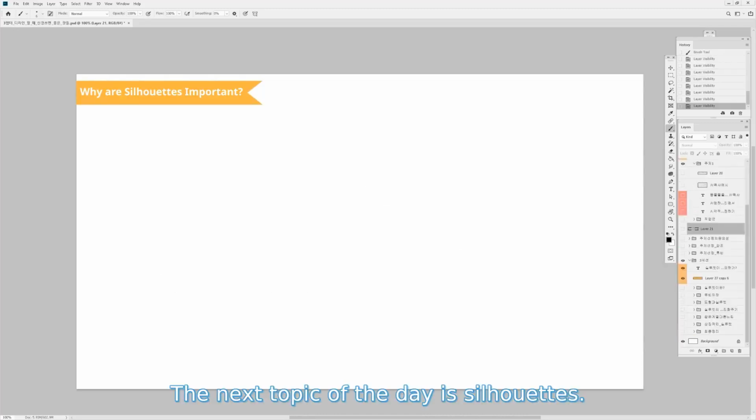The next topic of the day is silhouettes. You've probably heard of silhouettes a lot. Silhouettes are important. Silhouettes are the basis of design and such. I'm sure you've all heard about it many times. Since we're learning about design fundamentals, we can't skip past it. Let's slowly learn why silhouettes are important together.